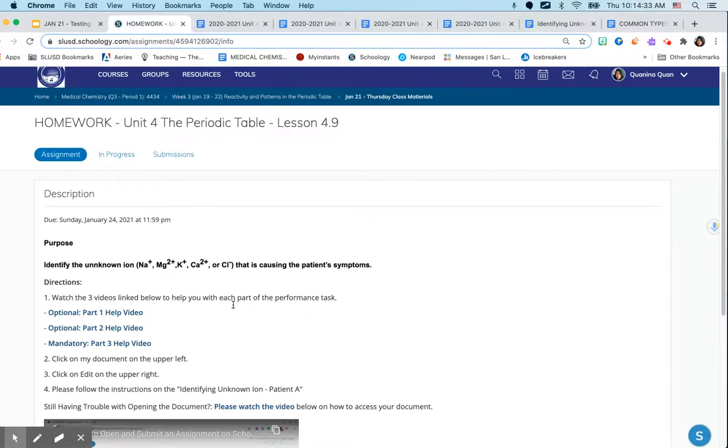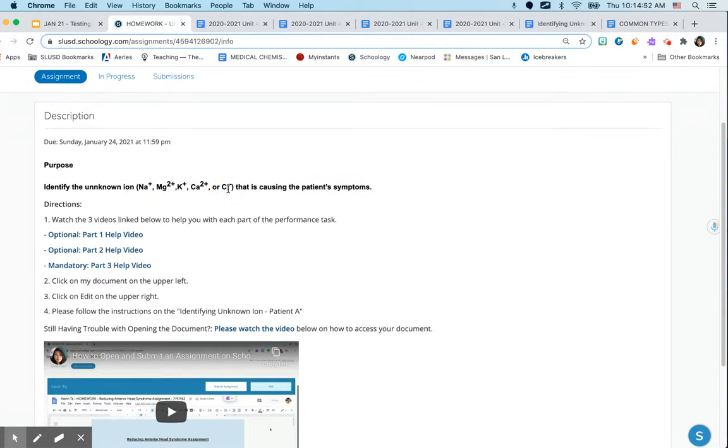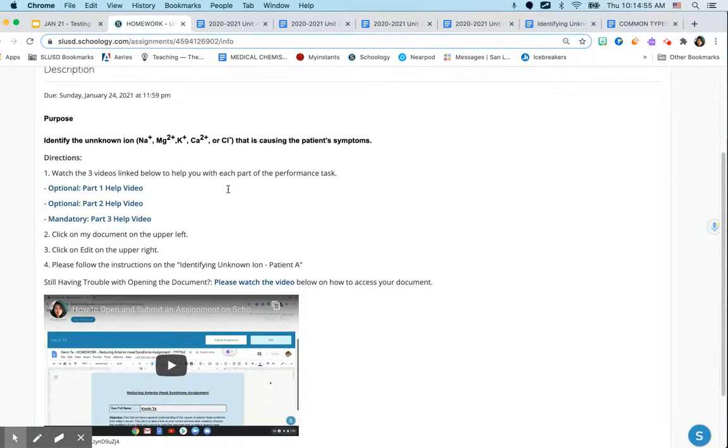So this particular one is more like a performance task, right? So we're going to apply what we learned in order to solve a problem, is what I mean by a performance task. So your goal is you're given a patient and you have to figure out which one of these 5 ions is causing your patient's symptoms, right?